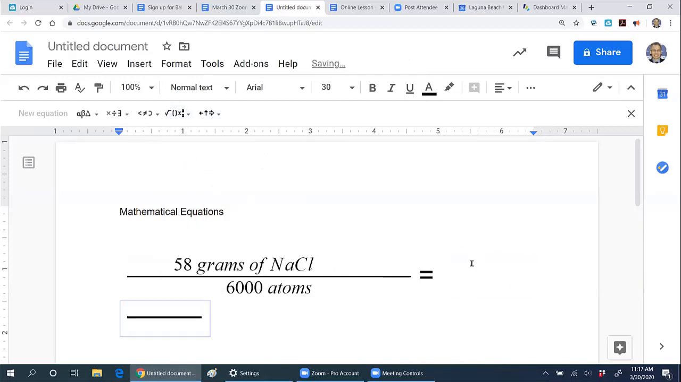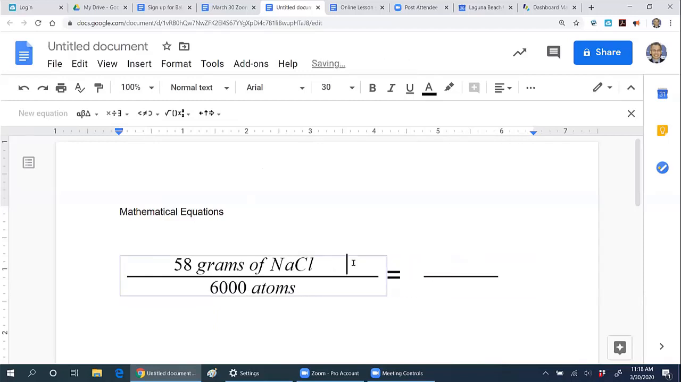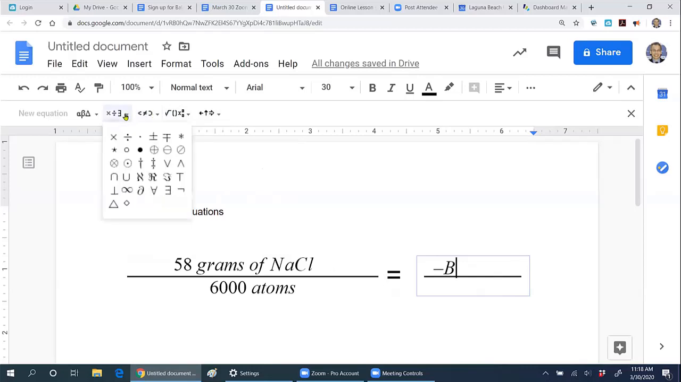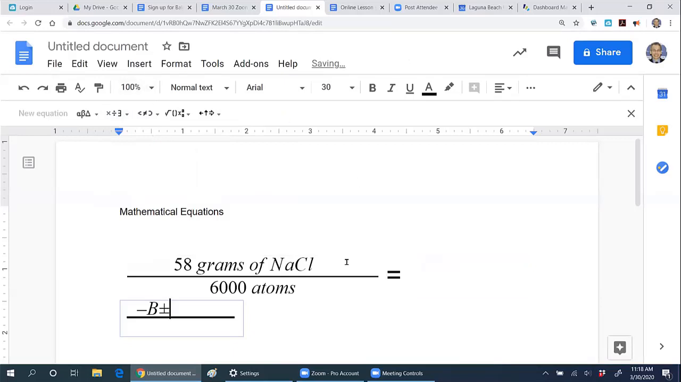If you were doing math, bring it back, then you might say opposite of B, and then you say plus or minus. That's going to be here. Nope, it's going to be here. Plus or minus is a tool. I guess it's fine here, right?